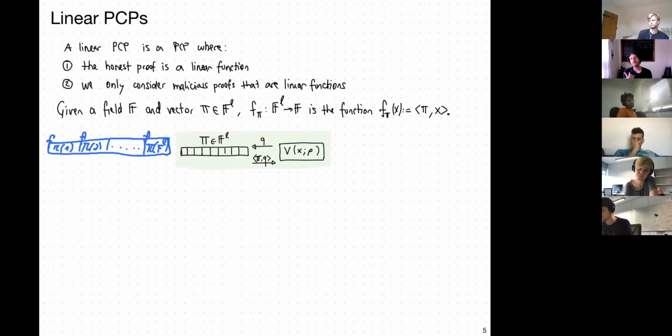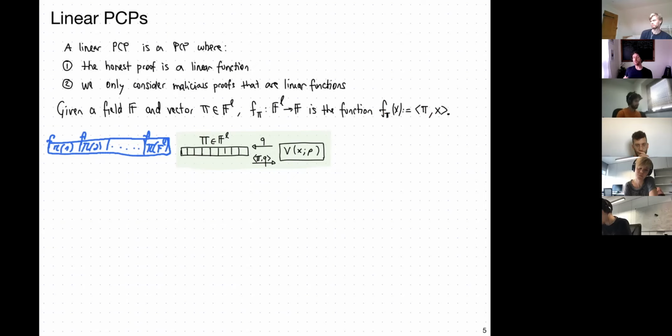And the cool thing about the Hadamard code is that if you have the Hadamard encoding of pi, then you can make one query and get any linear combination of your choice. That's exactly what a linear function means here. Because we said that any linear function can be expressed as an inner product, it means that we can look at any point and get any linear combination of our choice.